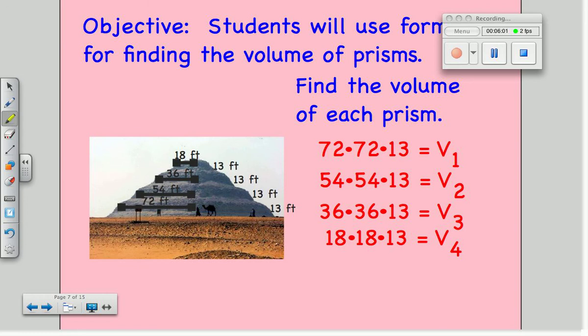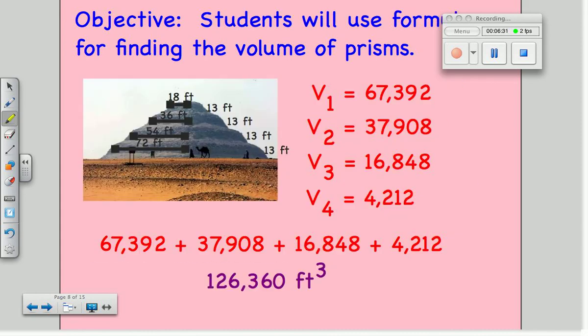I want you to write all of this down. You're going to write that, and that. And draw this pyramid. So once you have all that, then it gives you the volume of each one. So this is the volume of the first pyramid, the second, the third, and the fourth. Write all that.